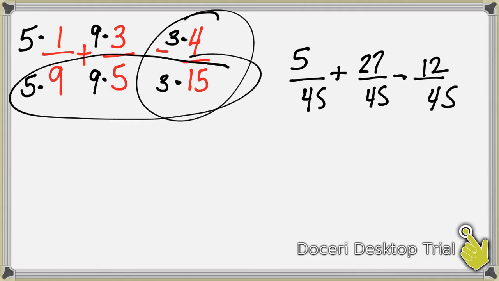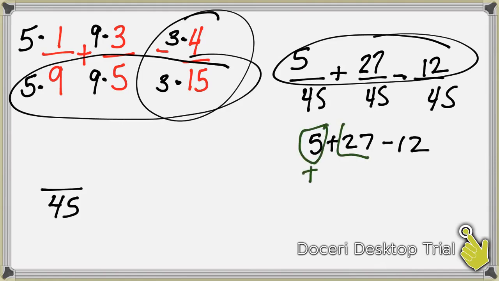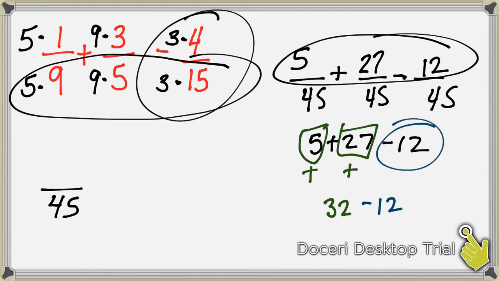All right. So I know my final answer that 45 will be the denominator, but I have to worry about the numerators. It says 5 plus 27 minus 12. So the 5 here is positive. The 27 is also positive. I'll look at that negative 12 in a minute. So they're the same sign, so I'm going to add them, and I get 32 and keep it positive, right?